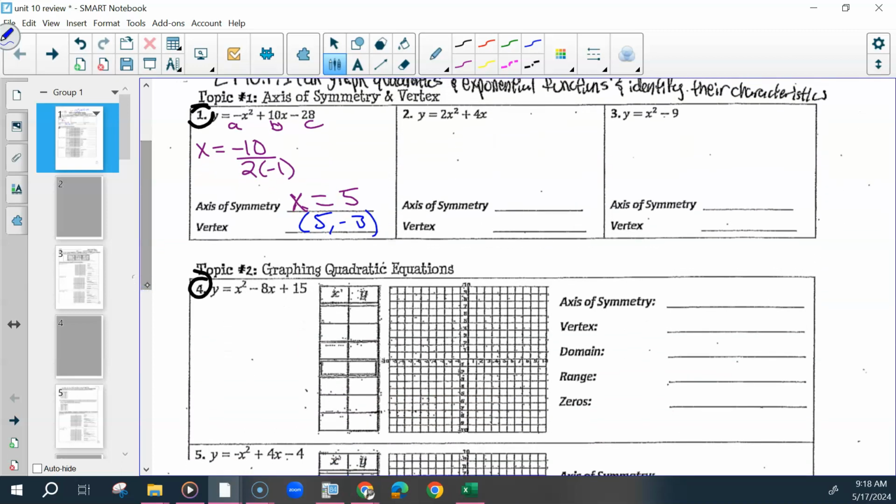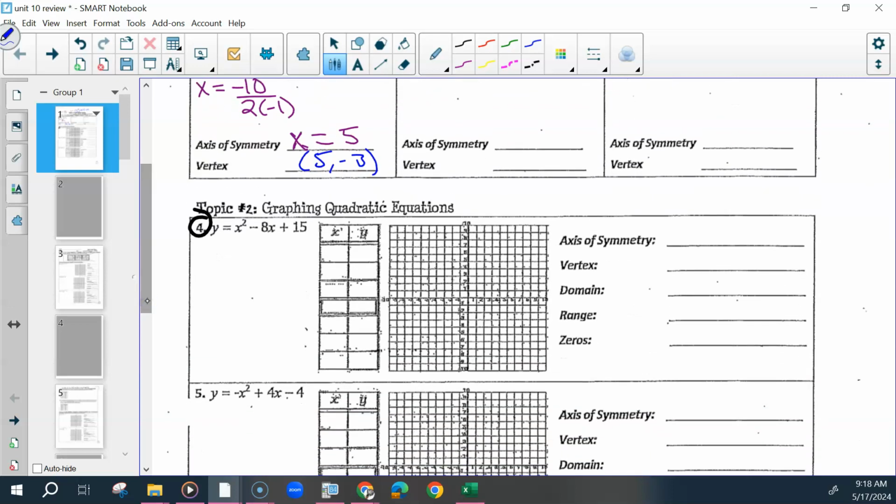Questions there? I'm going to set up the axis of symmetry for number 4, and then we're going to find it in the calculator. So this would be x equals negative b, but it's already negative, so that would just be positive. You can put plus if you want, or negative, over 2 times 1. What would your axis of symmetry be? X equals 4.